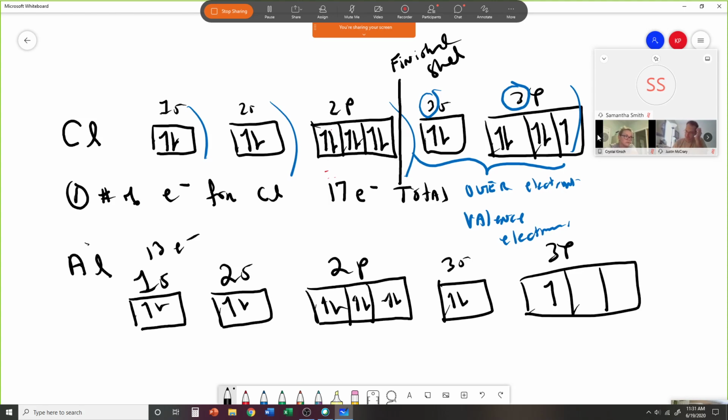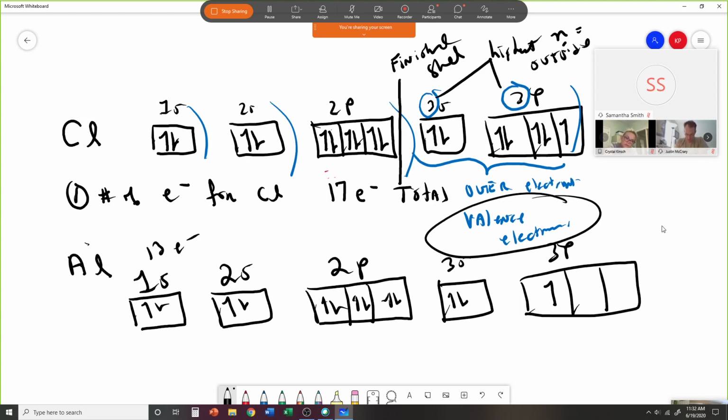Remember what I said, the n number is the same as the row number. So when we finished row 2, we went on to row 3, which is where the s's were and where the p's were. And so we finished the shell there. So what's on the outside? It's the highest n number. So these are the highest n number, which means they're on the outside, which means they're valence electrons. Okay, valence electrons are on the outside.